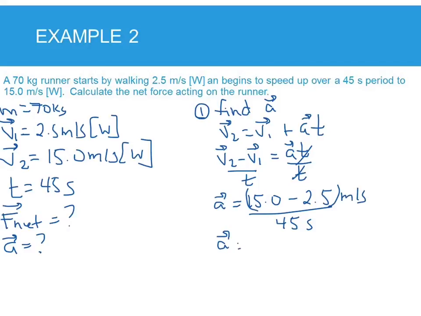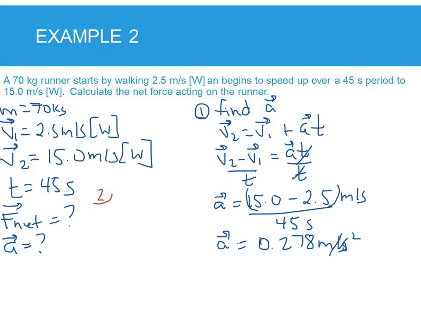So our acceleration is 0.278 meters per second squared. So we should actually try and keep extra sig figs there, because that way your rounding issues won't be so big. So now I'm going to just switch my color here so that it's easier for you to see.